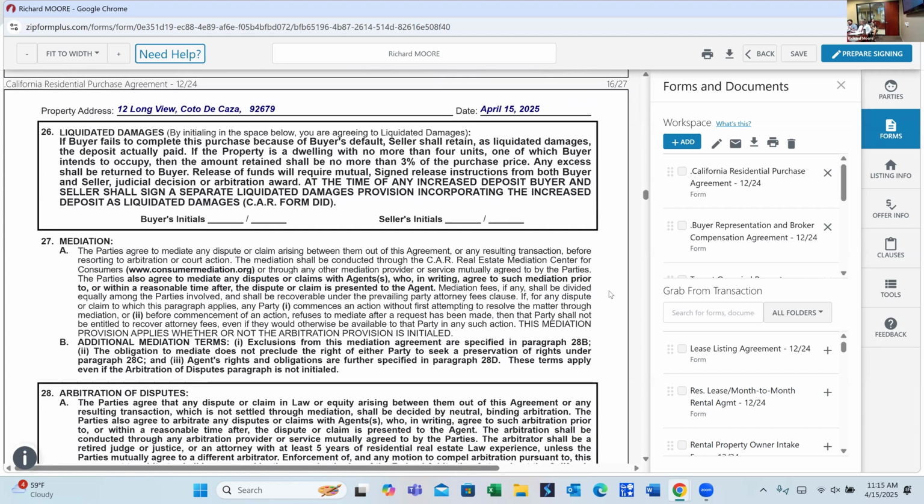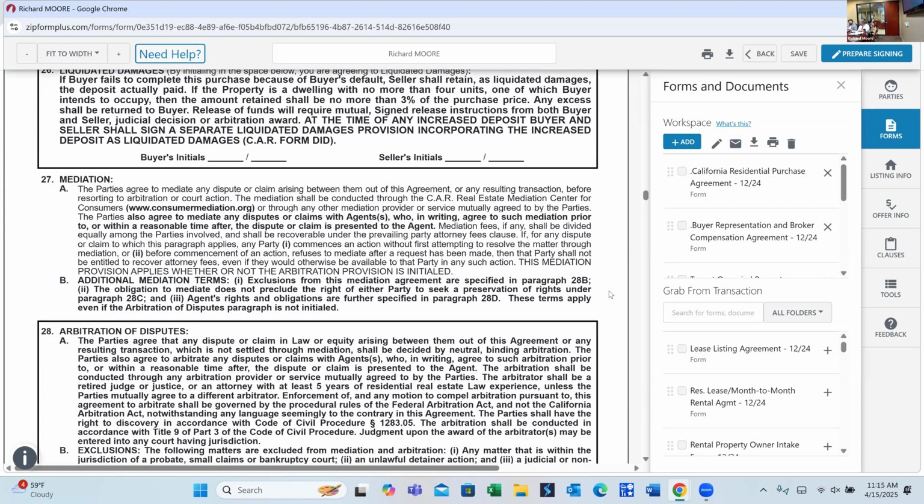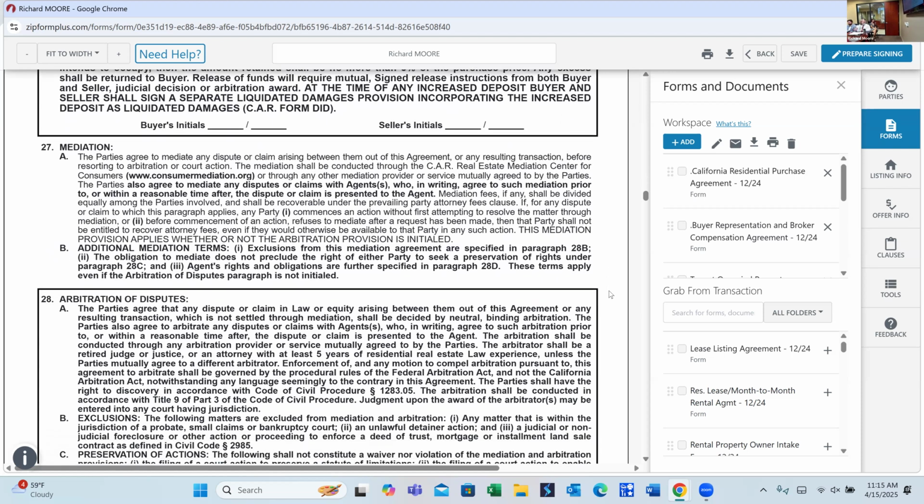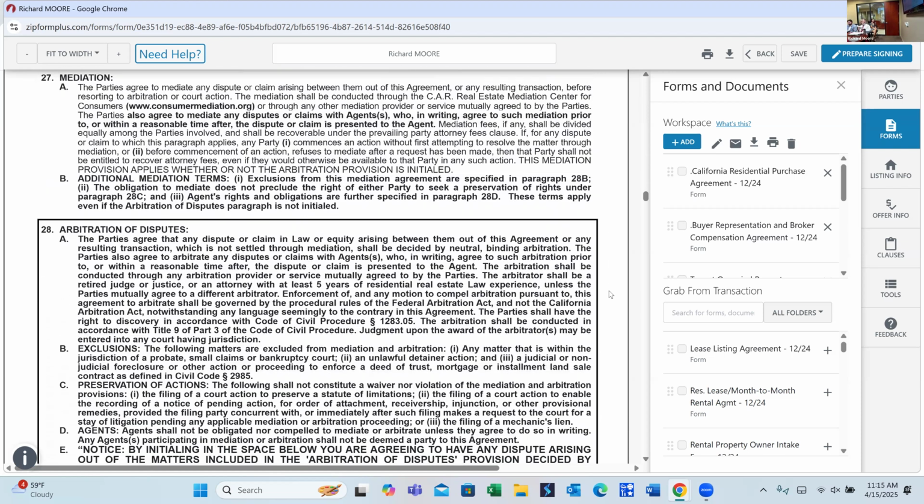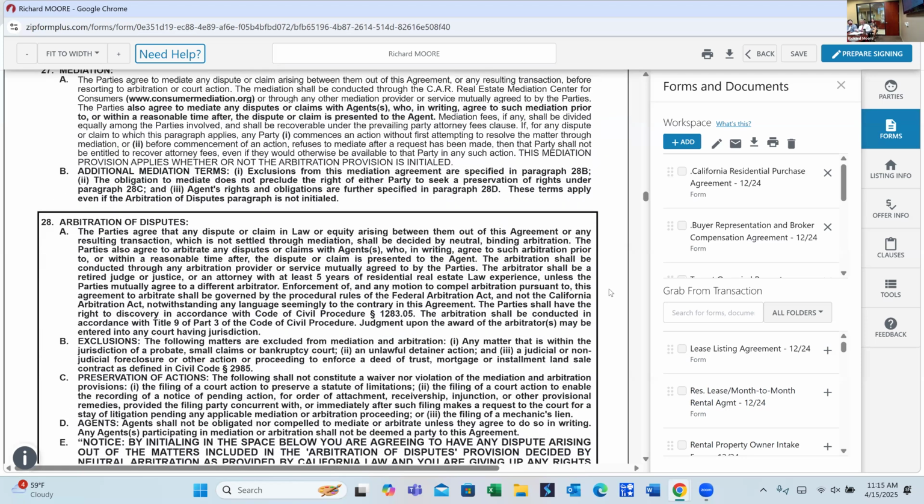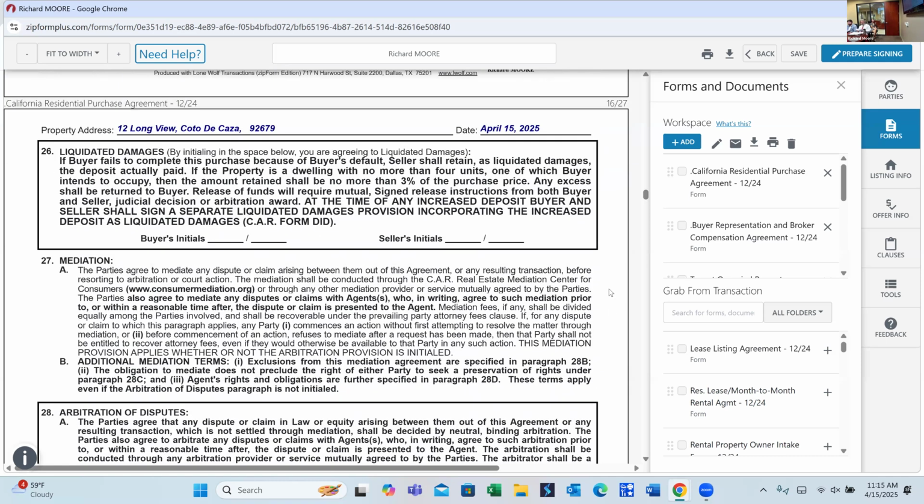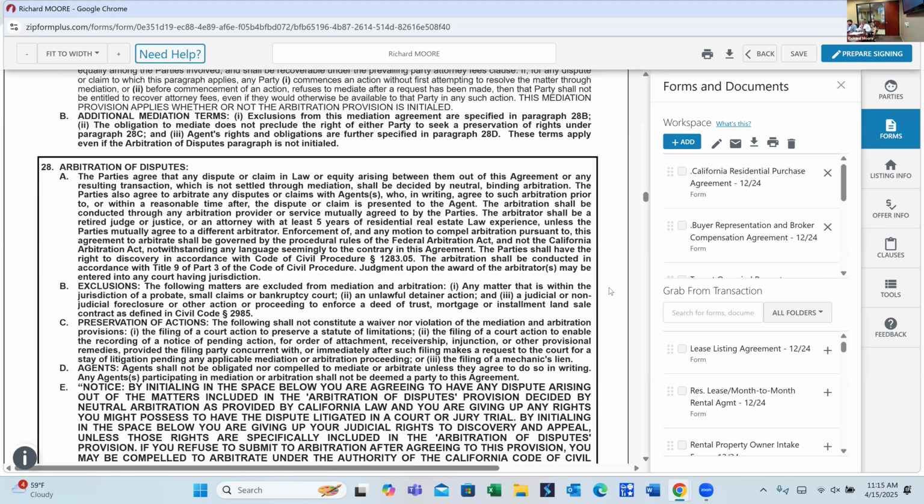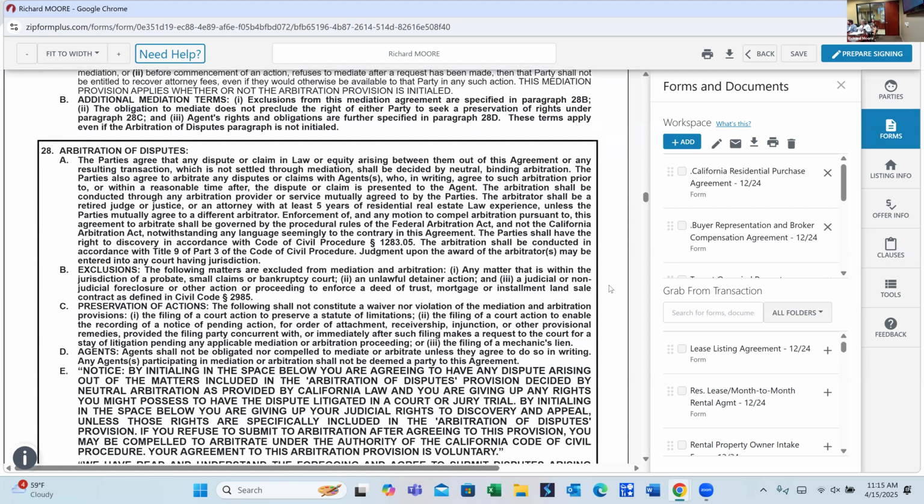We talked about liquidated damages. If there is any kind of dispute in the contract, mediation is required, with an exception such as a small claims action. Liquidated damages and arbitration of disputes are optional paragraphs. So what takes place if there are 2 sellers and 2 buyers, but only 3 of the 4 parties initial those paragraphs? Then the contract is not considered complete.